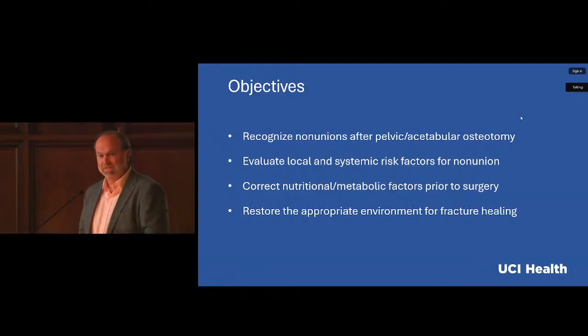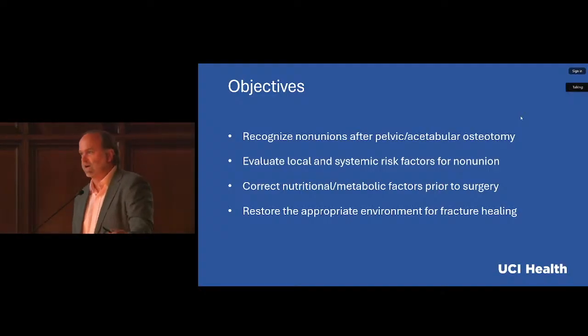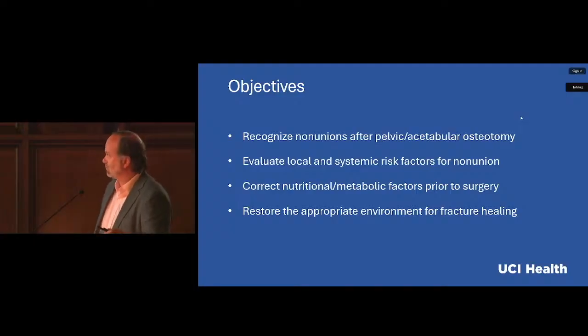be able to evaluate some of the local and the systemic risk factors for that non-union. And then as Florence just mentioned about correcting modifiable risk factors for whichever problem you're solving, anything you can do before surgery obviously is going to support the indication for surgery later. So anything we can do to make that environment better without surgery is important. And then restore the appropriate environment for fracture healing and osteotomy healing.